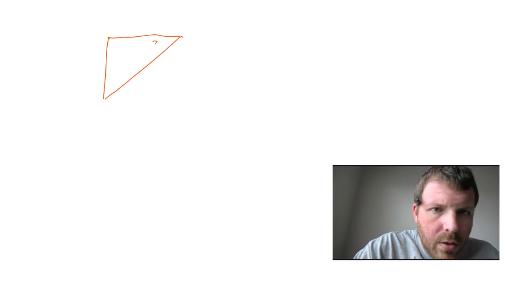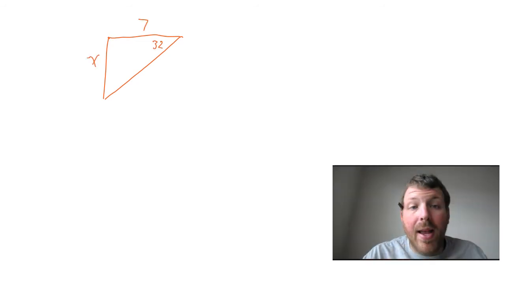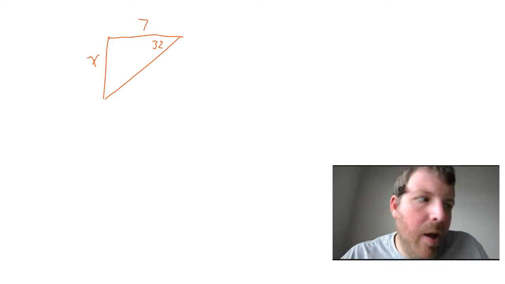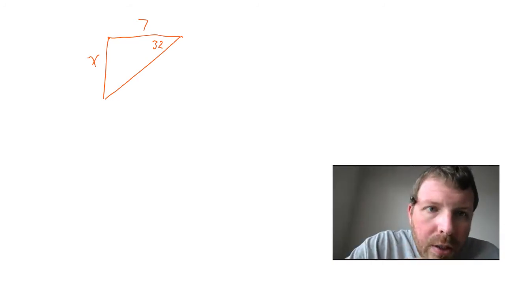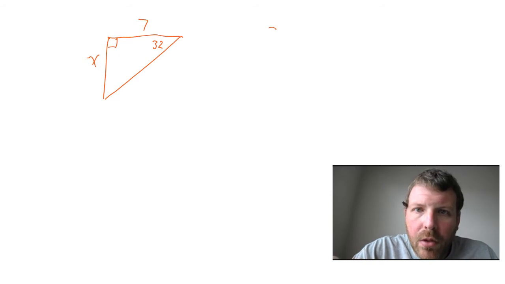I've got 32 degrees here. I have 7 here, and I have x here. Man, my handwriting's getting a little bit better, huh? Okay, not really, but we'll try it. So we're going to put a right angle here. SOHCAHTOA.